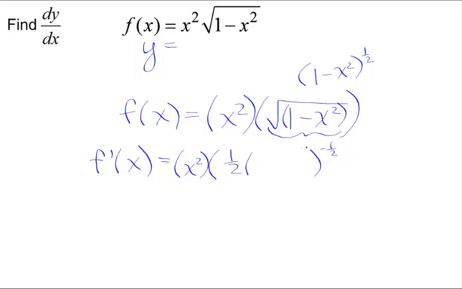1/2 minus 1/2 over 1/2, or 1/2 minus 1, leaves me a negative 1/2. The derivative of the outside, not changing the inside, times the derivative of what's inside. This whole thing is d2. This is what's inside. The derivative of 1 is 0. I copy down my minus sign, and the derivative of x squared is negative 2x.